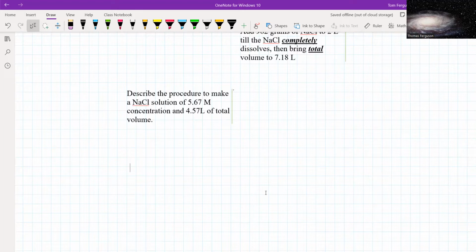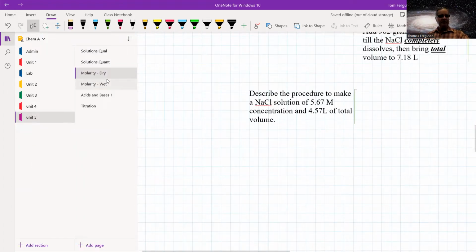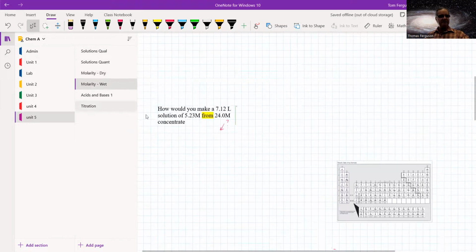But normally you buy acids very concentrated and dilute them. Nitric acid is usually around 18 molar. Sulfuric acid is usually around 17 molar. So it's really bad stuff from a safety perspective. Okay, so let's jump over to starting with wet ingredients.